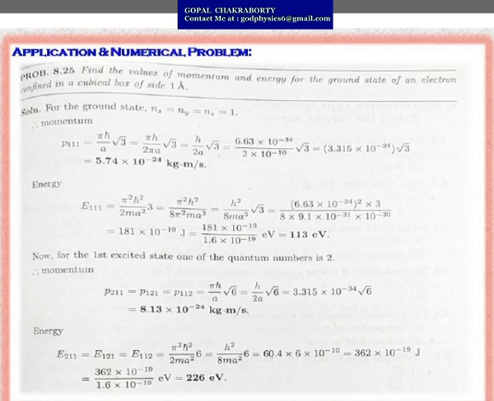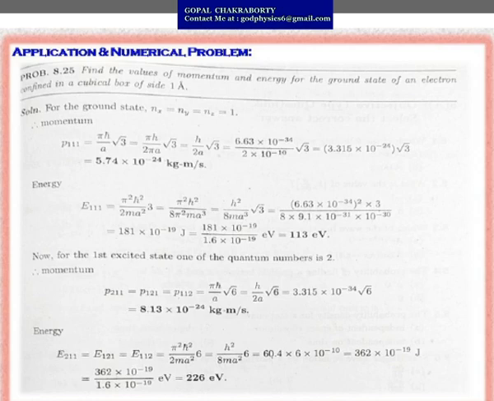Next, the energy in the 111 state is pi square h cut square by twice m a square, into 3, that equals h square by 8 m a square into 3. If you again substitute the value of h and a and also m, the mass of the electron, that will give you the value 181 into 10 to the power minus 19 joule. So ultimately it is 113 electron volt.